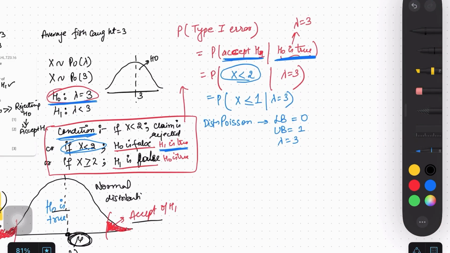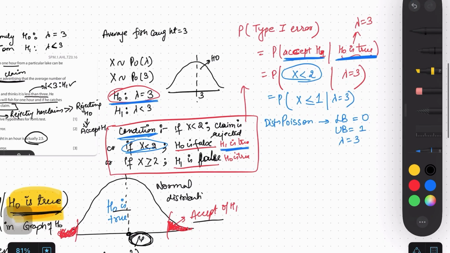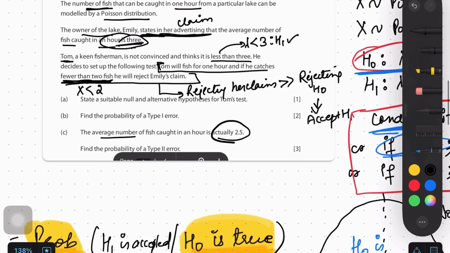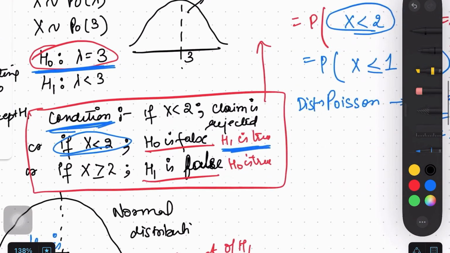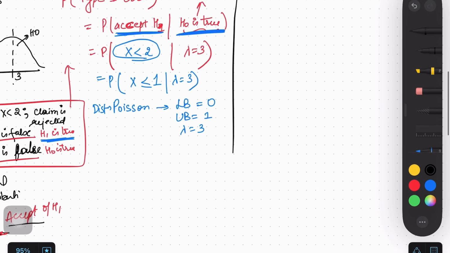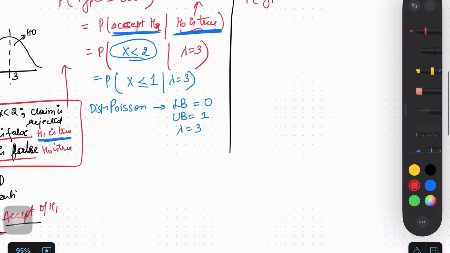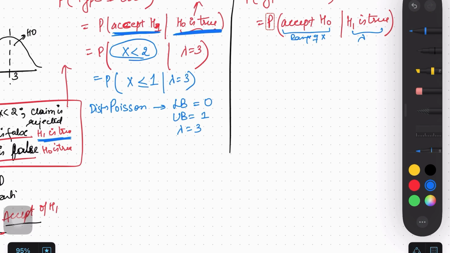And now you know how to do it with the calculator. You simply go to Poisson distribution and enter your lower bound, because less than or equal to 1 means lower bound is 0, upper bound is 1, and your lambda is 3. With this you will get the type 1 error probability. So this is what type 1 error is, right? You have to look for two things. One, the hypothesis is going to give you the value of the parameter of the distribution, and the condition given in the question is going to give you the range of the X, right?